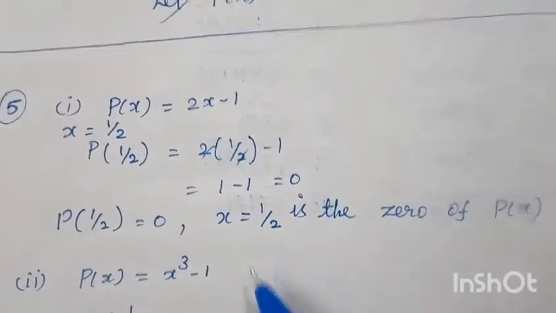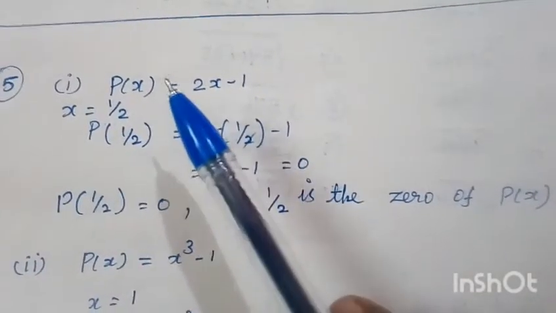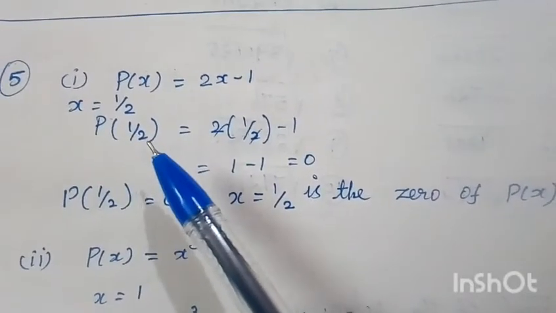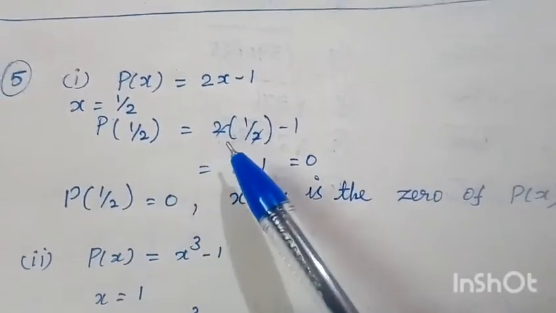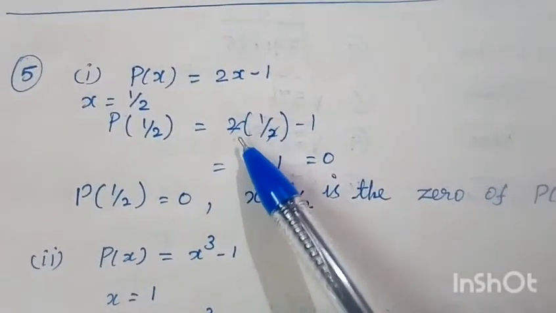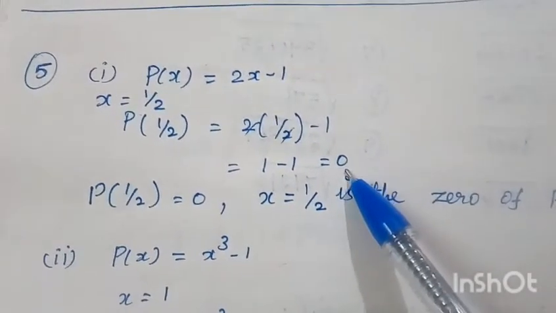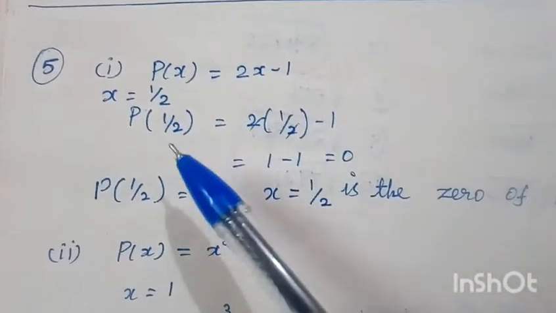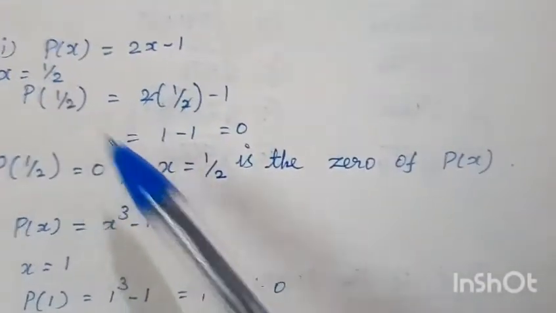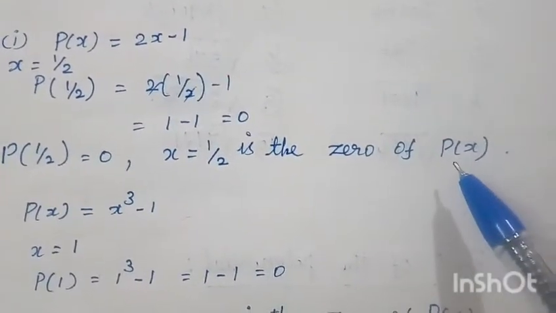First problem, given p of x equal to 2x minus 1, the given x value is 1 by 2. You have to substitute the given x value instead of x, p of 1 by 2. That is equal to 2 into x value 1 by 2 minus 1. So 2 cancels, that is 1 minus 1 equal to 0. So we get the remainder 0. So we conclude that 1 by 2 is the zero of the given polynomial. That is x equal to 1 by 2 is the zero of p of x.